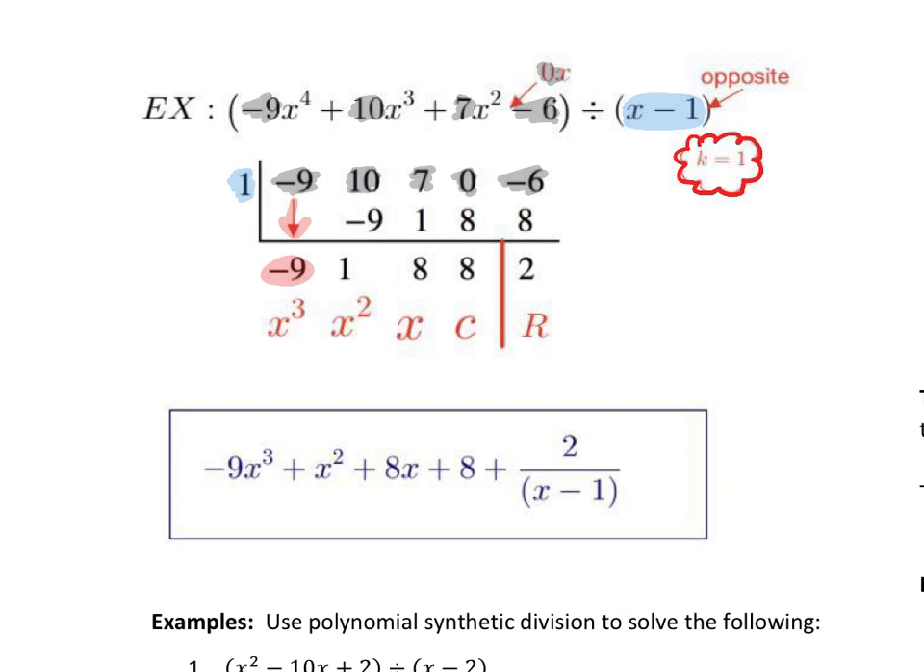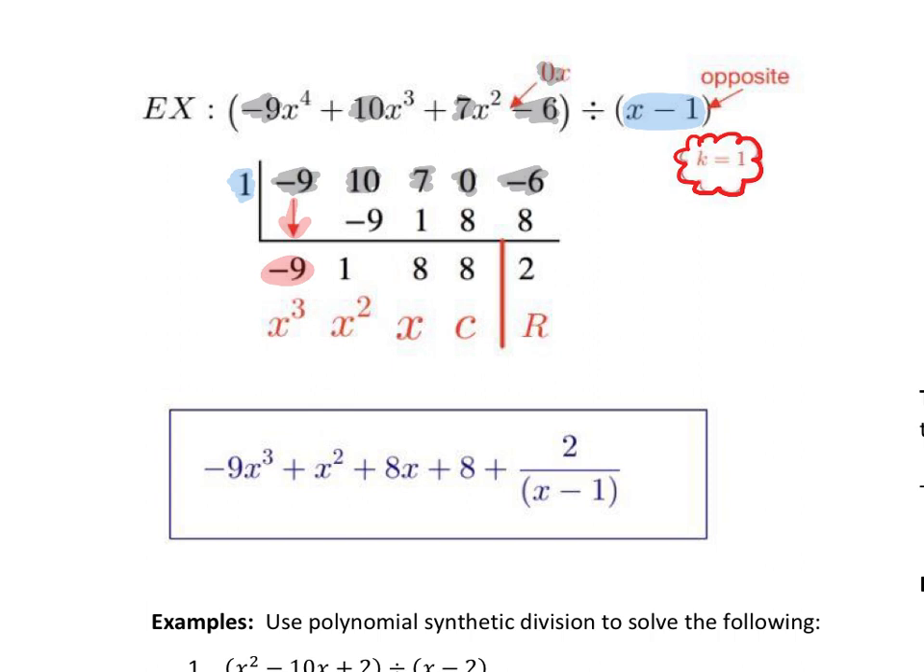The multiplying and adding kind of looks like this. I'm always going to multiply by the house number, whatever number I just wrote down here. So what is negative 9 times 1? Boom, I put it right here, the next line in the L. Then I add straight down. 10 plus negative 9 is 1.